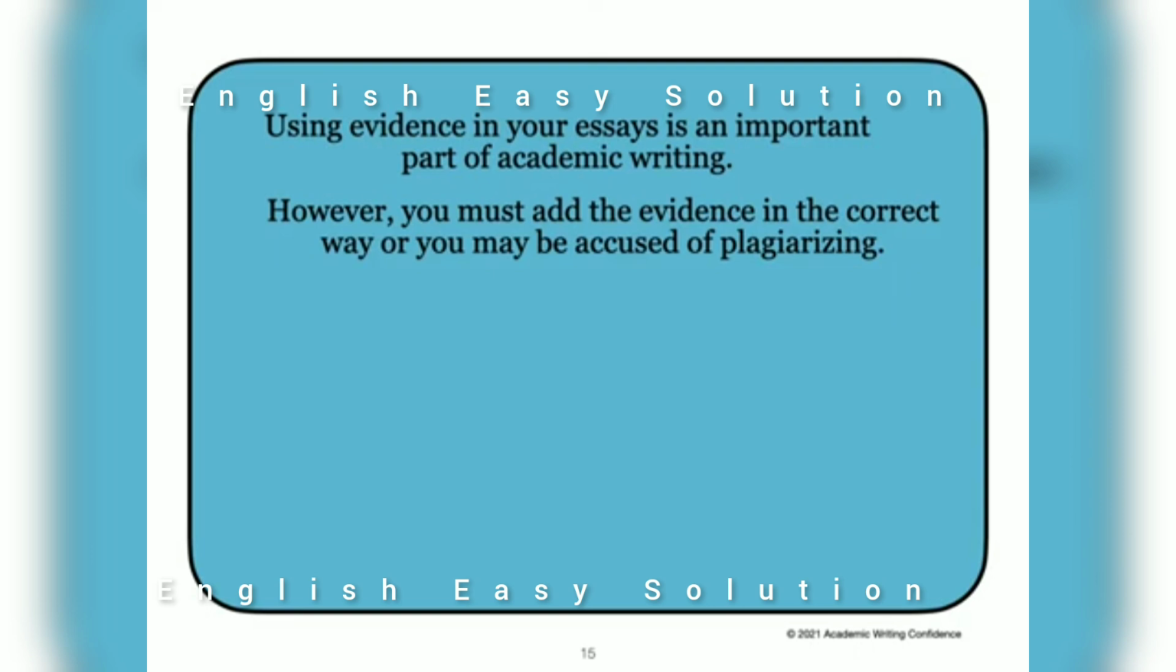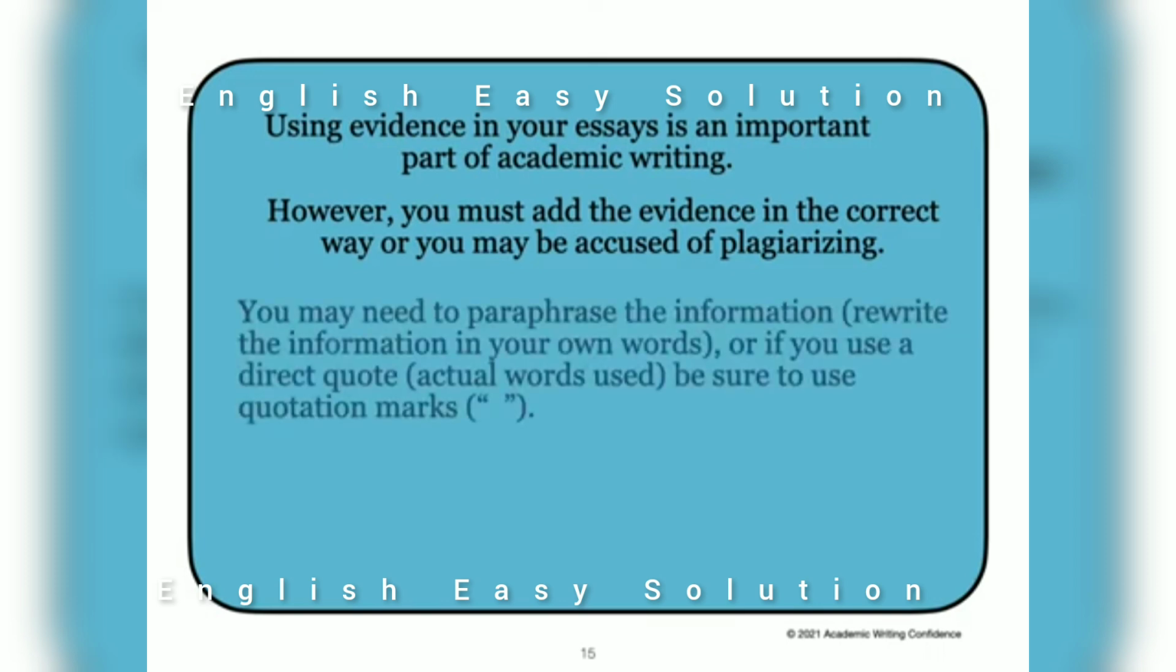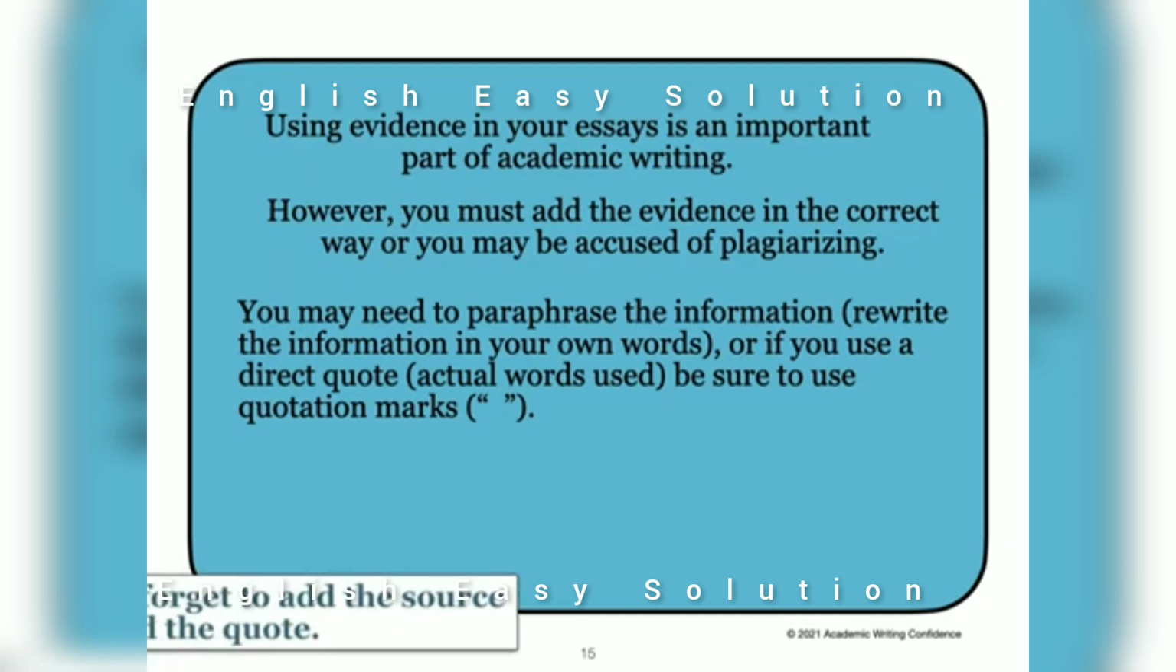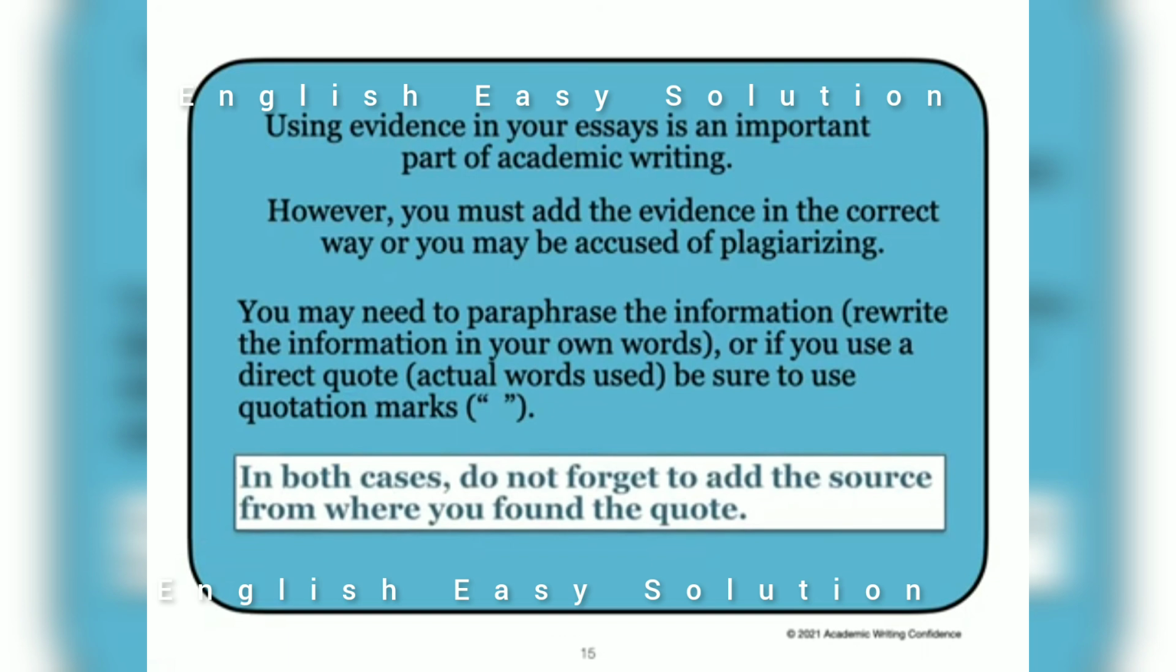So if you use information from another source, there are ways that you need to include that in your writing. You may need to paraphrase the information or rewrite the information in your own words. Or if you use a direct quote, the actual words used, be sure to use quotation marks. In both cases, do not forget to add the source from where you found the quote or information.